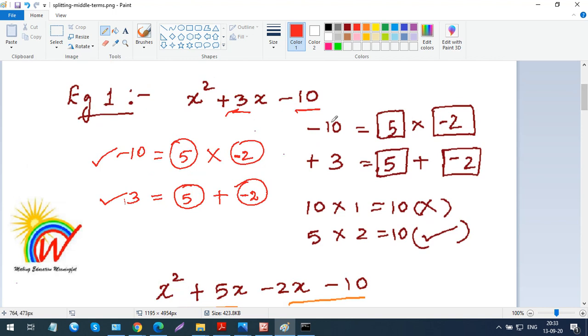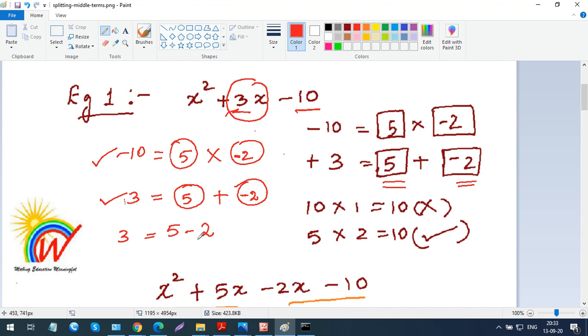Now I am going to do the splitting of the middle term. So the middle term over here is 3x. So I am going to split this 3x. How am I going to split this 3x? I am going to write the 3x using what I have got over here, 5 and minus 2. So I am going to write 3 as 5 minus 2. Understood? See, 3 can be written as 1 plus 2 or 4 minus 1. So many ways are there. But I am choosing 5 minus 2.